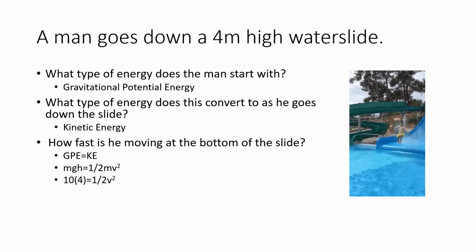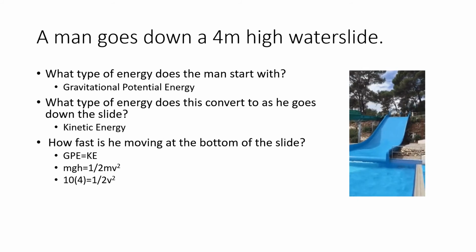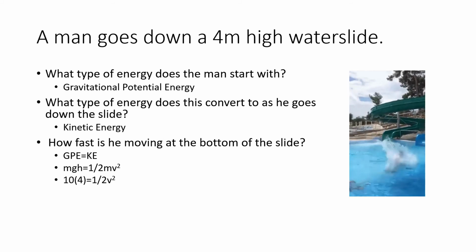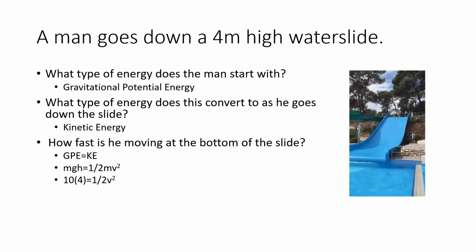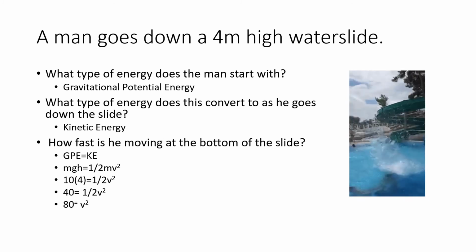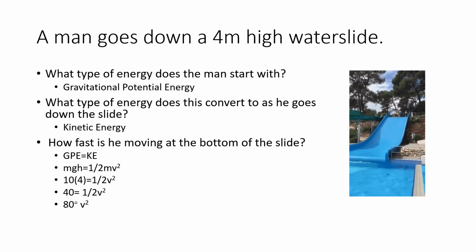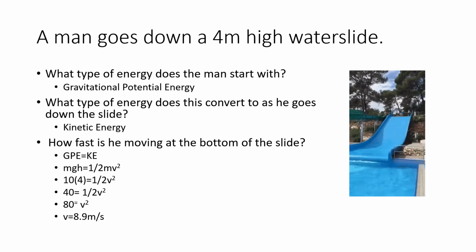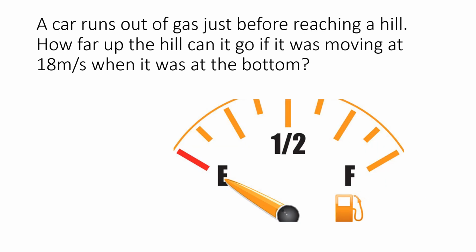We can eliminate our masses, just cross those out, and we're left with a gravity of 10 and a height of 4 equals 1/2 v squared. Do a little math. 10 times 4 is 40. Multiply both sides by 2 and we get 80 equals v squared. Get the square root of both sides and we get 8.9 meters per second.